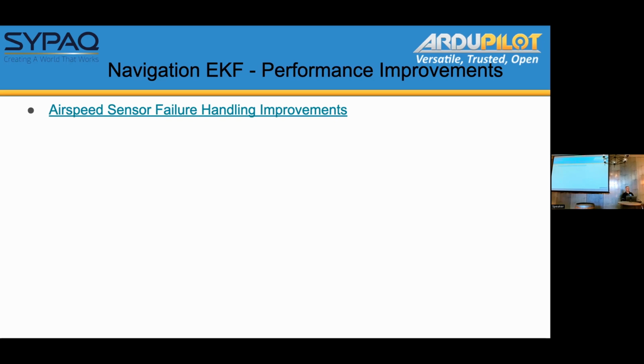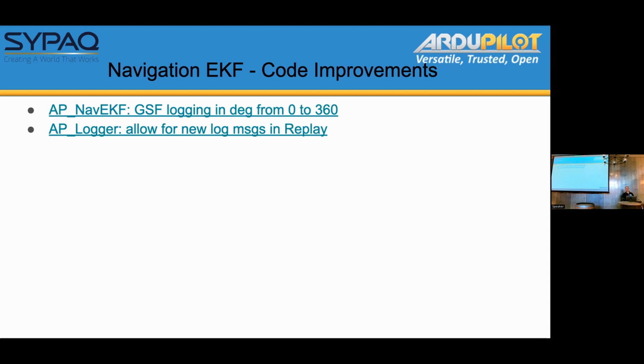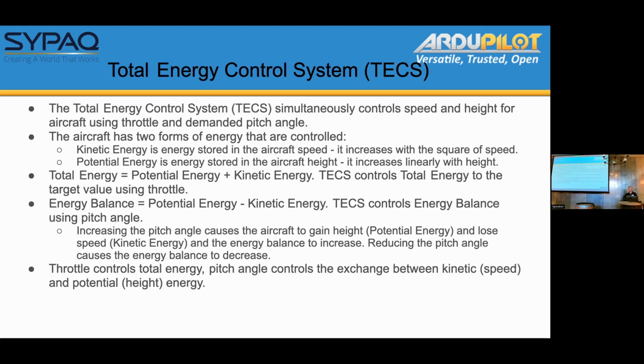And I won't go through the boring minutiae of bug fixes and code improvements. Okay, so TECS, Total Energy Control System. What does that mean? You can describe it in one sentence. It means you're controlling speed and height using some combination of throttle or thrust control and pitch angle on the aircraft. And why do we talk about total energy?